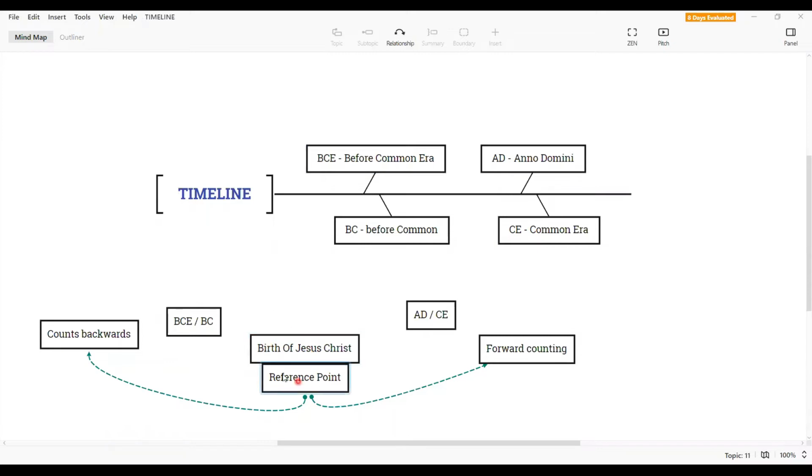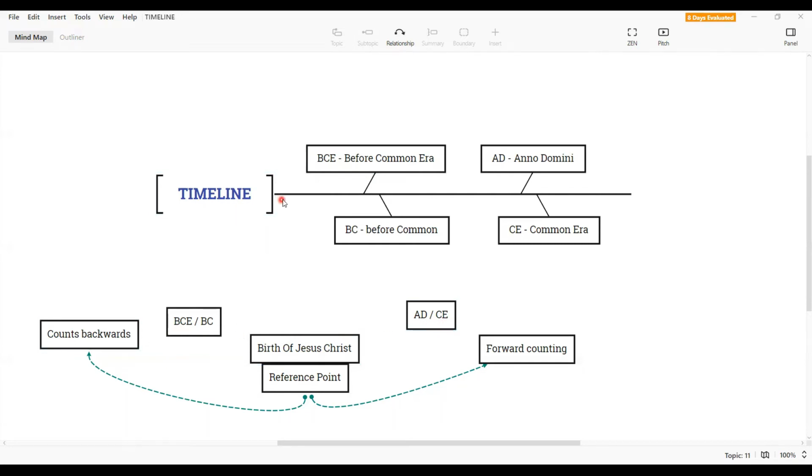Just for a reference point, imagine this is a main point, where you could see the birth of Jesus Christ. Before the birth of Jesus Christ is called BCE and BC. After the birth of Jesus Christ, we call it AD and CE. Okay, children, this is just for your reference. So keep in mind the birth of Jesus Christ. Before it we have BCE, BC, and after it we have AD and CE. What is this abbreviation?